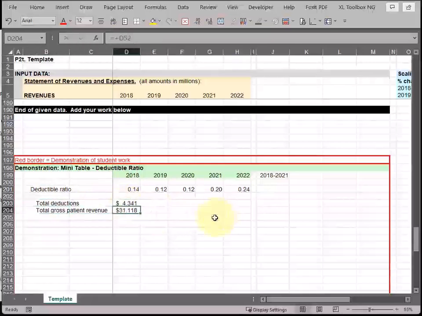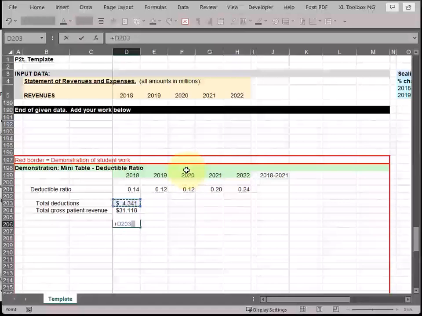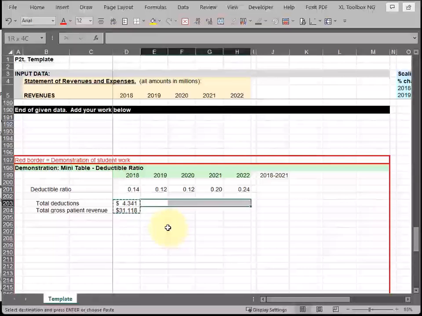And just to prove that to you, we'll just recompute it. Look at this, 4 point something divided by 3, and there's your 0.13, which would round up to 0.14. So that's where you get your deductible ratio. And we can copy these across as well, so you can see the numbers from year to year, see them going up and down.